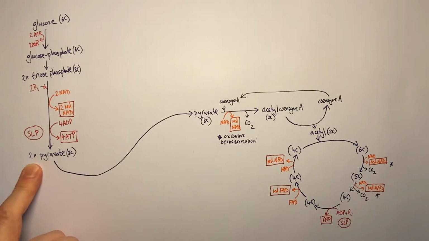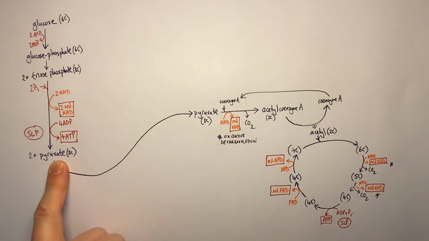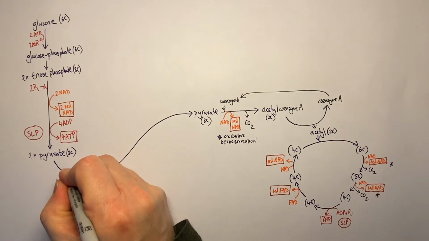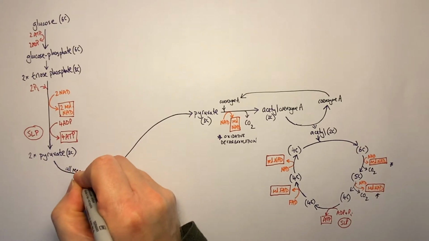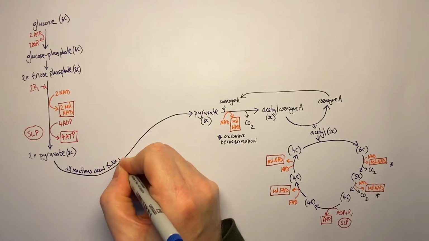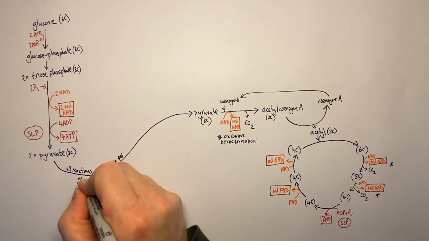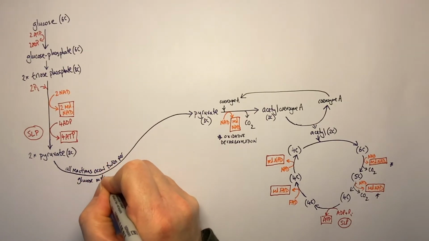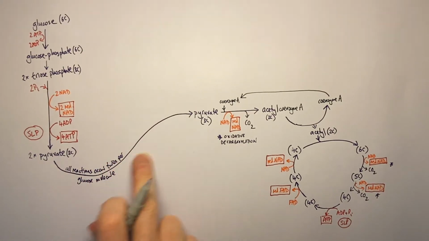Remember that from one glucose molecule, 2 pyruvate molecules are formed. So everything here happens twice. That's really important. So I'm not going to put 2 times on everything here, because it would just make everything very, very compact and confusing.